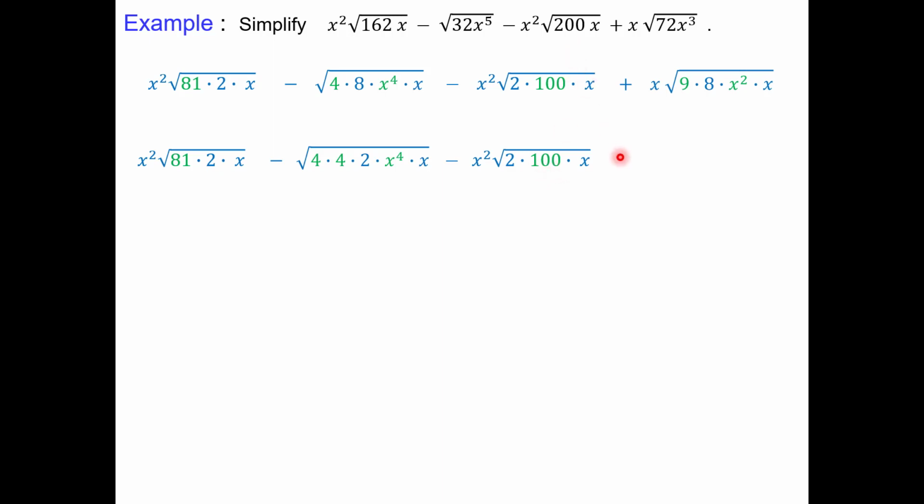And then the last one, let's see if you see it before I write it. Are there perfect squares still in here that I can factor out? Yes. So 9 is a perfect square, but then 8, I can break that down again as 4 times 2 because 4 is a perfect square.